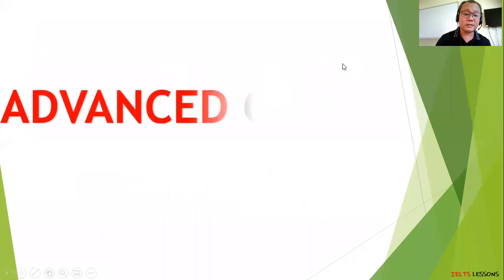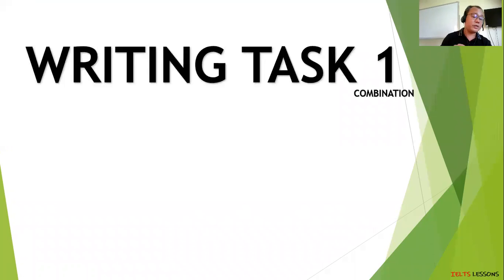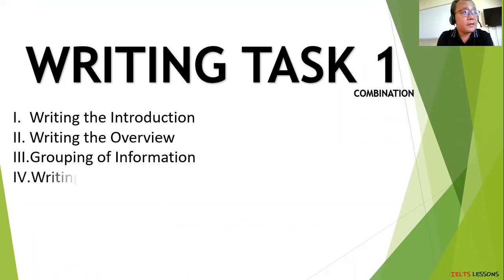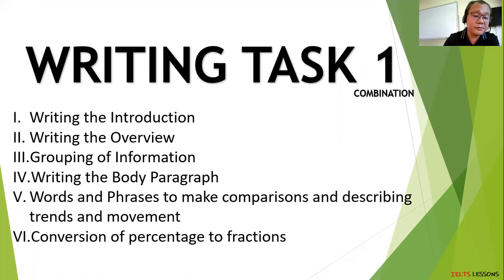Writing task one, combination. Okay, so a combination here we can see. First we have to review writing the introduction, which is very easy. Then the overview, grouping of information, writing about a paragraph, words and phrases to make comparisons and describing trends and movements, and conversion of percentage to fractions.